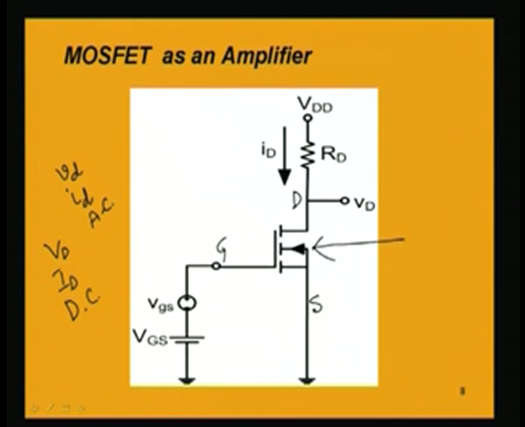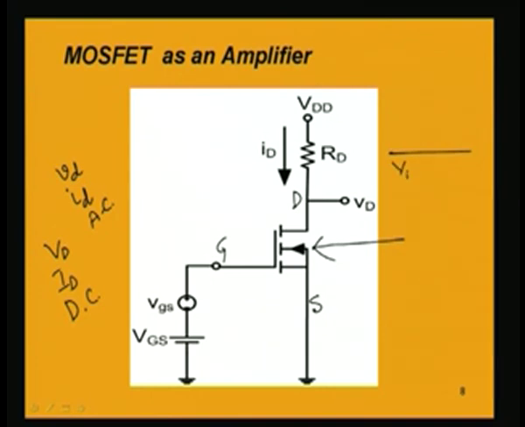We will be having a superimposition of AC on DC. In the absence of the AC signal, we will be having a constant DC voltage, say Vd, or if we consider the gate to source voltage, we have VGS, which is a DC voltage. If we now apply this AC signal small v small gs, we will be having a superimposed AC voltage on this DC voltage, like this, small v small gs.